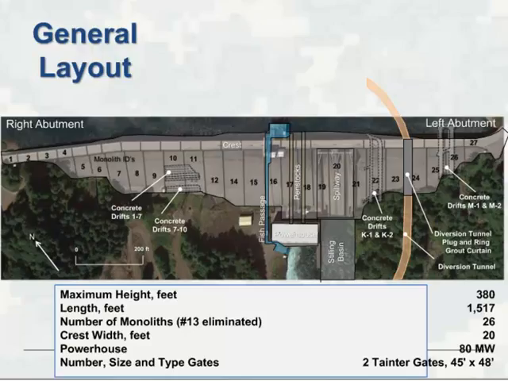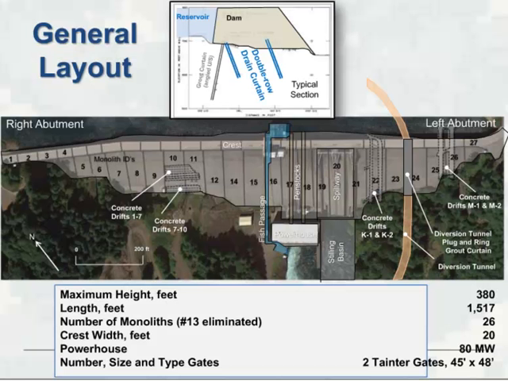So I'm just noting here that the drifts in monolith 10 and 11 are oriented parallel to the dam crest. The concrete drifts in monolith 22 and then 25 and 26 are oriented upstream and downstream. Here we go next. This is going very slow.